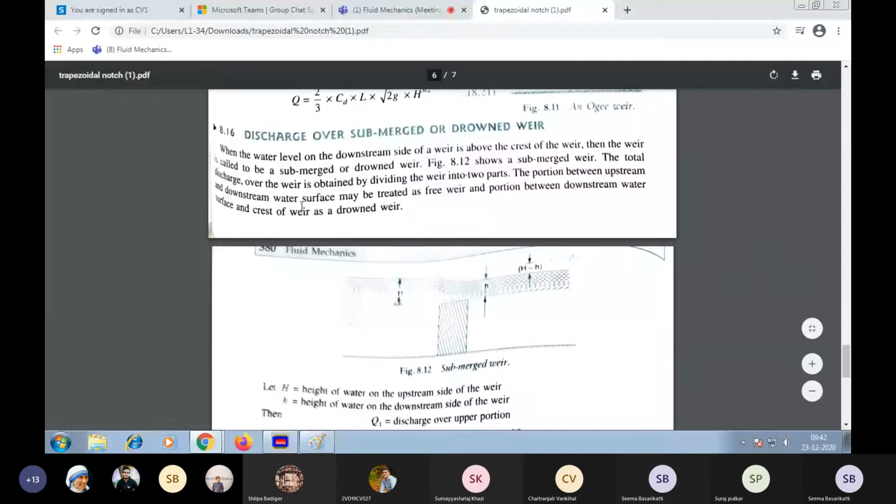So how do you have to remember these equations? Just go through the diagram. Once you draw the diagram and come to know the difference, then you can easily write the equation.